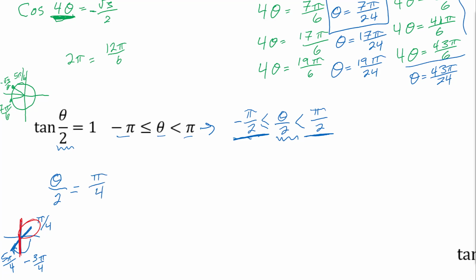Then we can complete this problem by multiplying both sides by 2, and we get theta equals 2 pi over 4, which is pi over 2. And so in this case, the theta over 2 ended up giving us fewer answers than we might expect, instead of more answers.